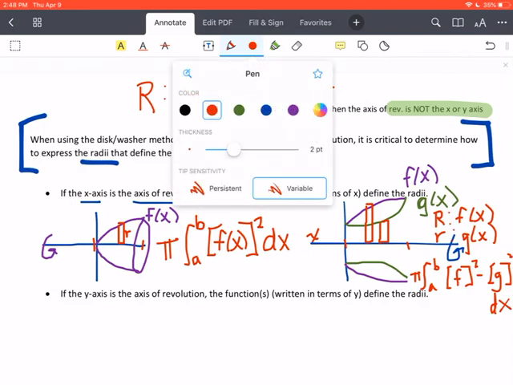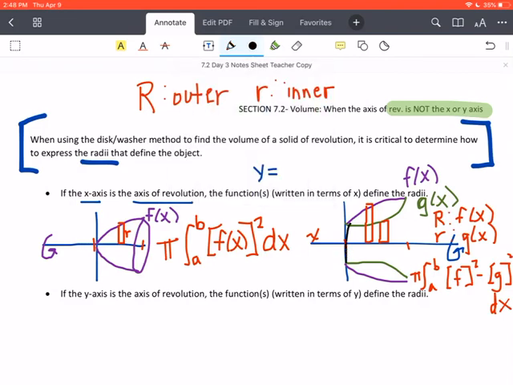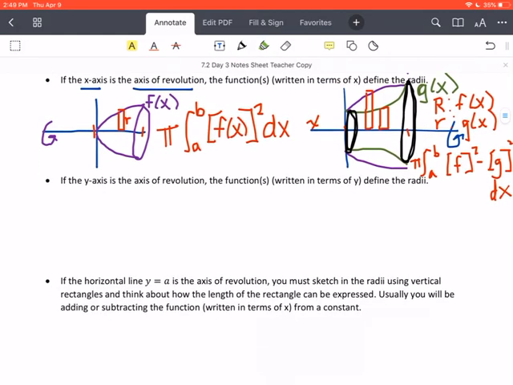Okay, so then you can make your revolution occur and see that that's going to be the washer method, because you're going to take the volume of the purple and subtract the volume of the green to get a hole in the middle. Okay, now we're going to look at the y-axis being our axis of revolution. So that was the second basic thing, I guess.